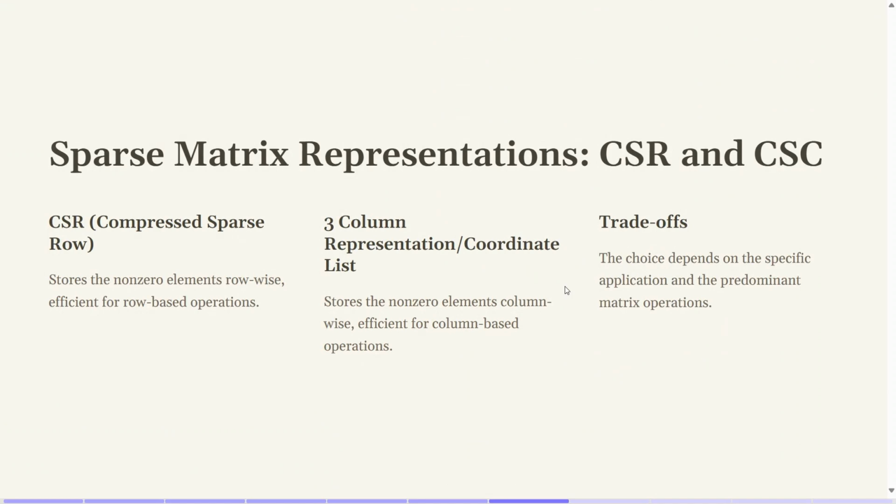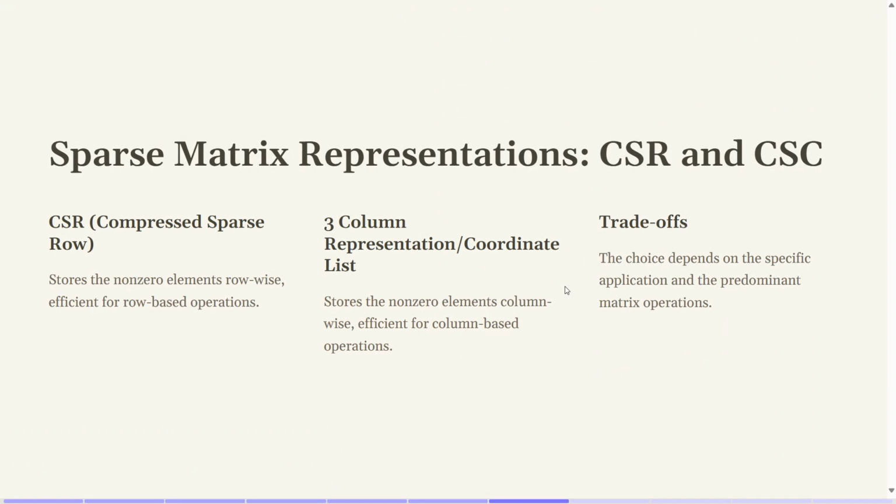Sparse matrix representations. We can represent our sparse matrix using two different methods: compressed sparse row and three column representation. Compressed sparse row. In compressed sparse row, we represent a sparse matrix using three main arrays: values array, column indices array, and row pointer array. Compressed sparse row has many benefits. Three of them are: the format is memory efficient, it ensures faster computation, and easy row access is available.